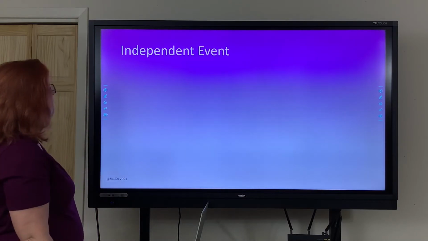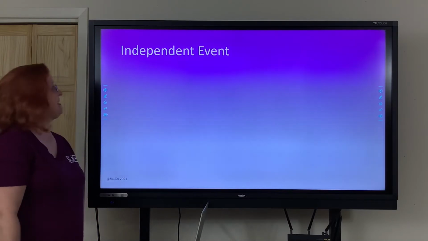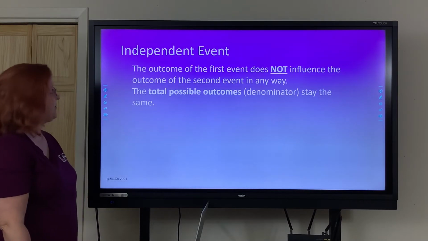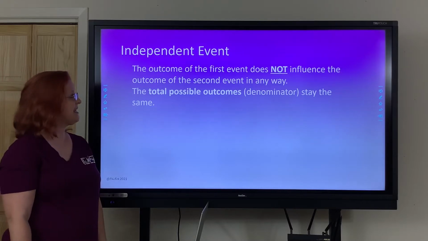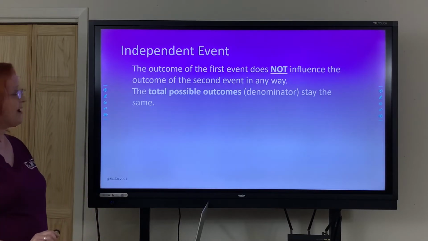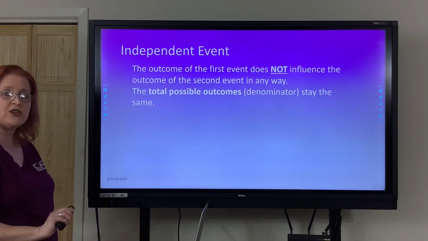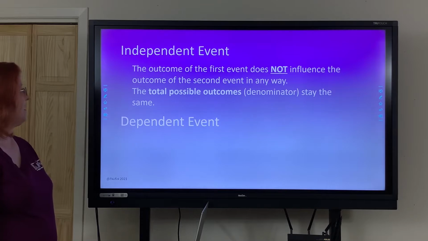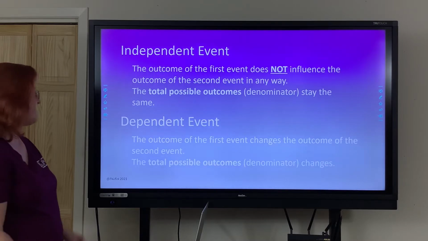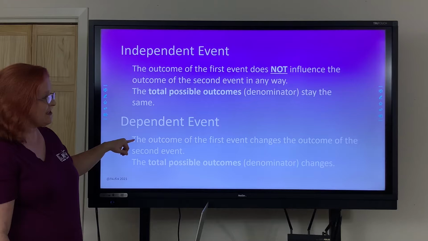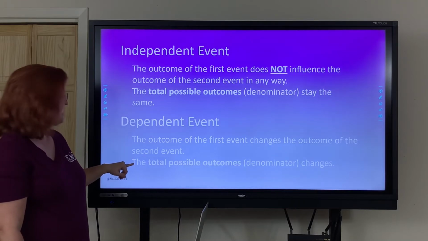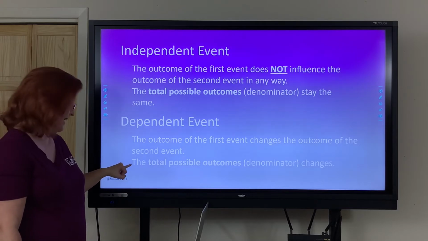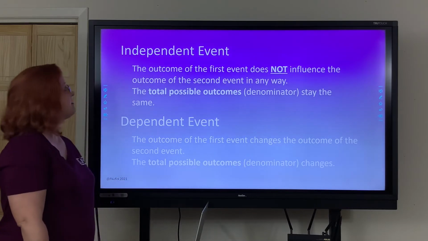Okay. So an independent event: the outcome of the first event does not influence the outcome of the second event in any way. The total possible outcomes, the denominators in your probabilities, will stay the same. A dependent event is when the outcome of the first event will change the outcome of the second event. And so your denominators will also change. They will not be the same if you have a dependent event.